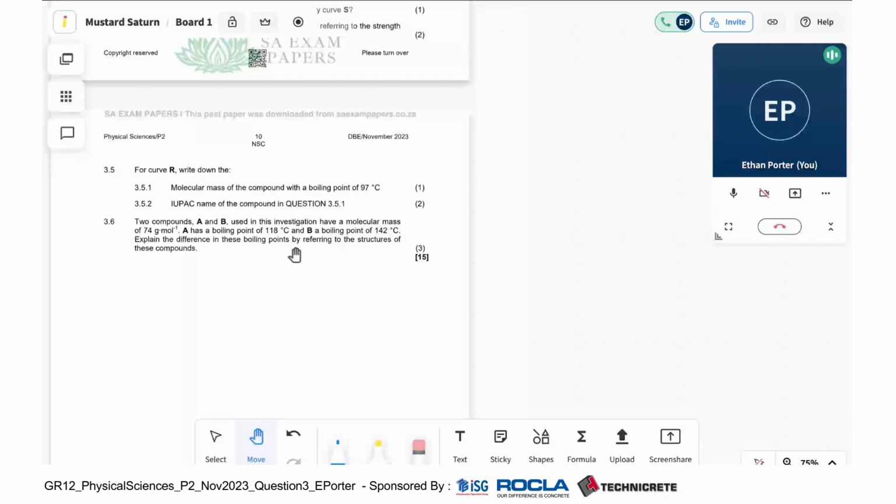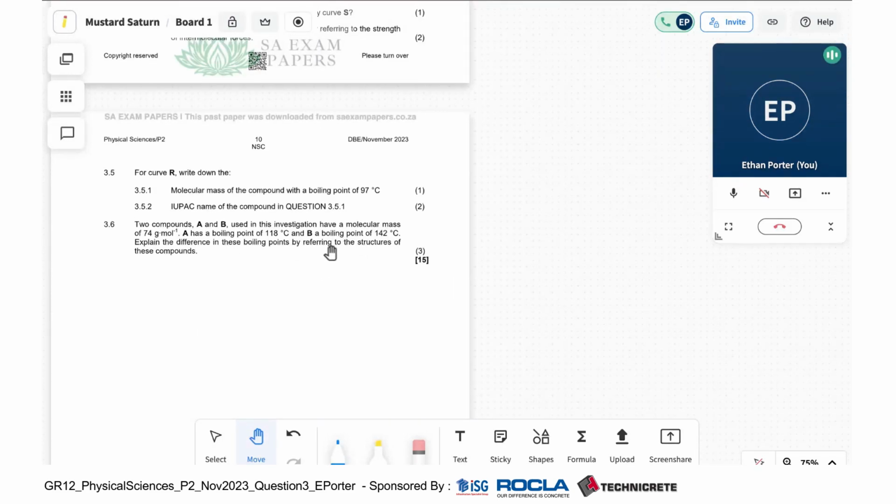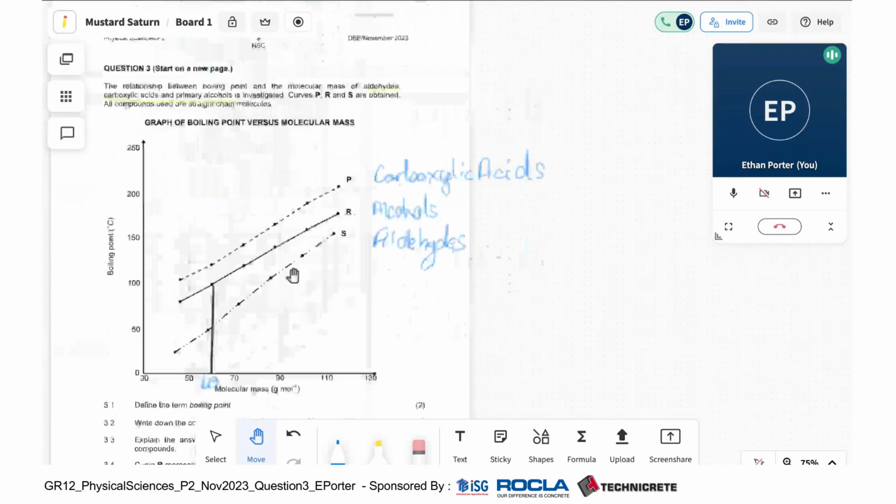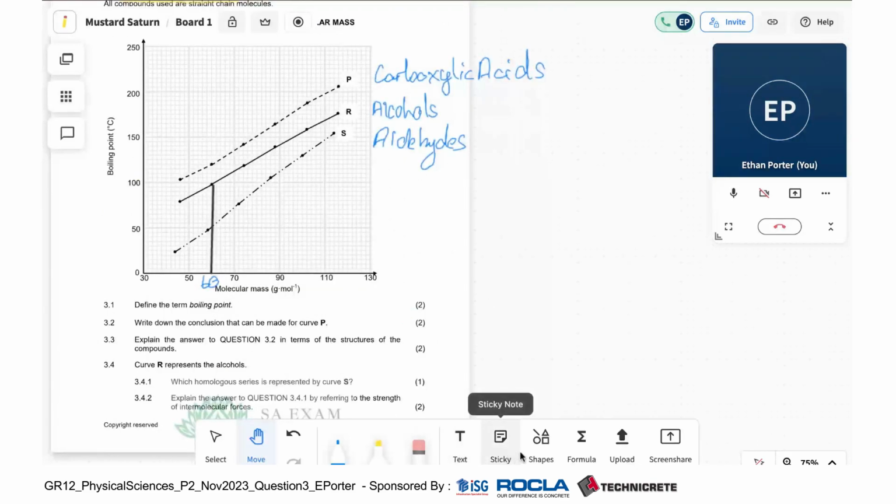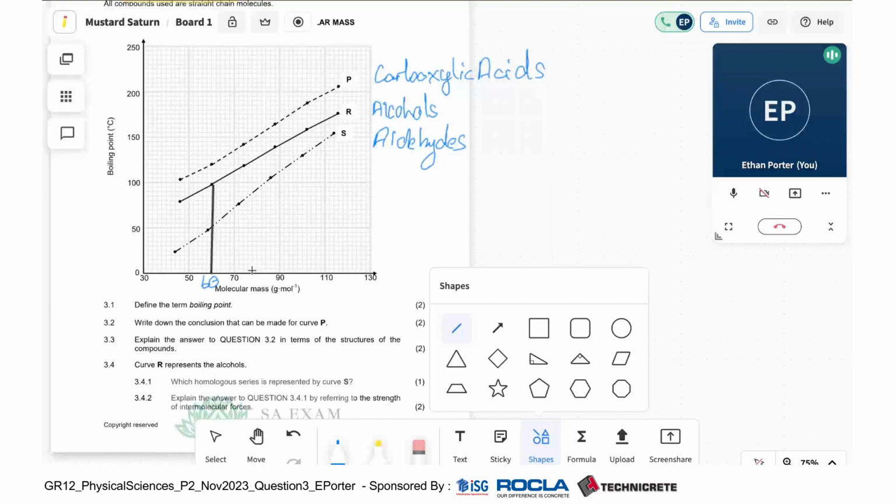Two compounds A and B used in the investigation have a molecular mass of 74 grams per mole. A has a boiling point of 118 and B of 142. Explain the difference in these boiling points by referring to the structures of these compounds. So 74 grams per mole, we can come here to our graph. We just want to see which molecules they're referring to. So again, use your ruler for this. 74 is about here.